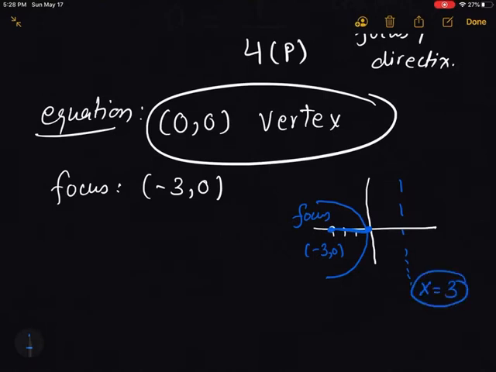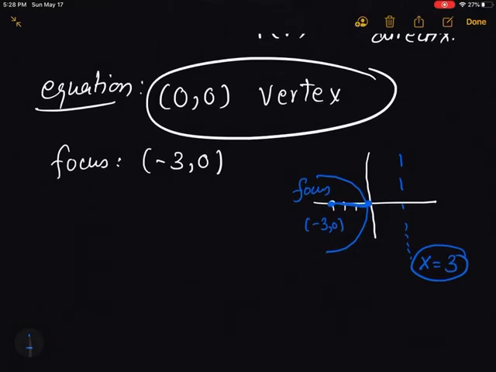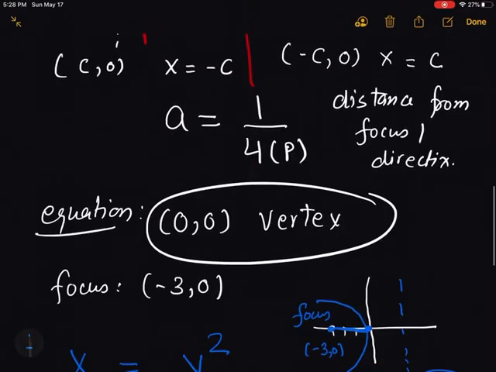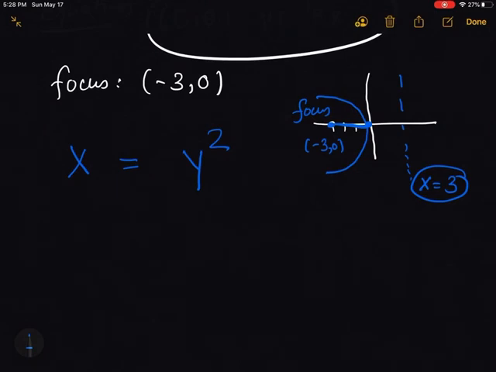That's not all. We still have to find the equation. Trying to go slow. Since the parabola opens left, this equation is x is equal to y squared equation. You could always refer to these 4 graphs, so please have them handy. Since it's going to the left side, a needs to be negative.